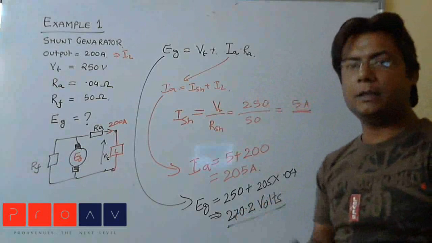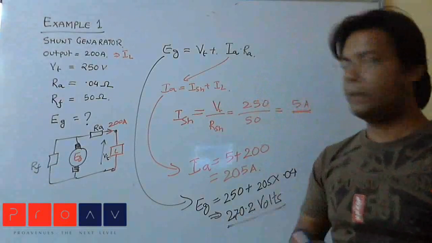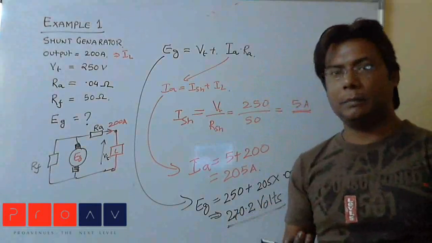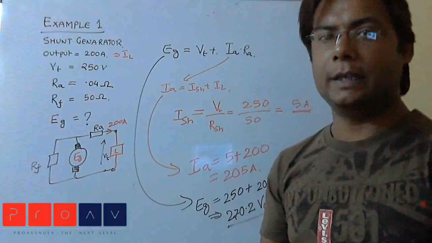This is a very easy example, just to show how a shunt generator behaves. We'll be doing some more difficult problems on DC shunt generators.